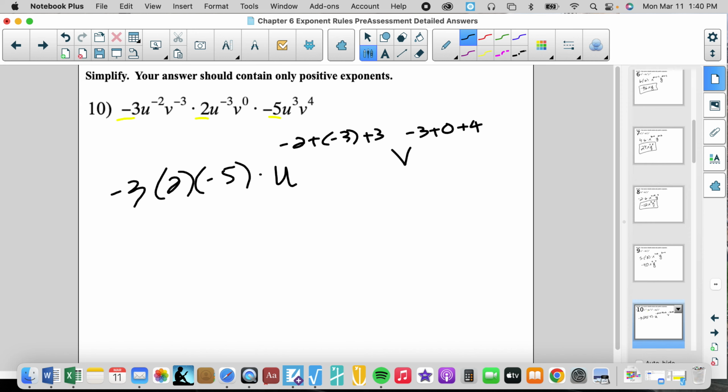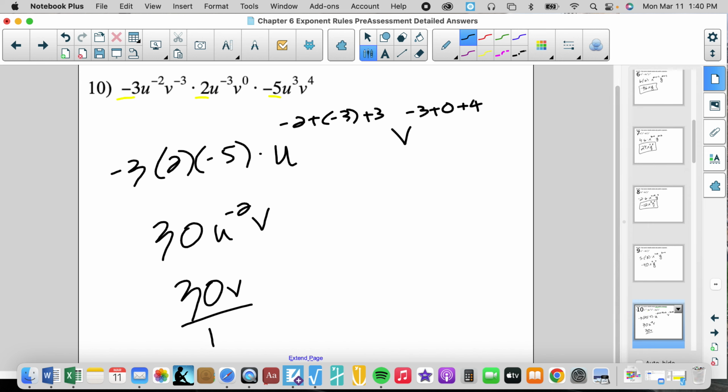So that's 3 times -3 times -5 is 15 times 2 is 30. U to the -2, because -3 plus 3, and then v to the 1. We would never write v to the 1. We leave it as that. And now we have to deal with the positive exponents. So this becomes 30v. And then if we move the u, you get u squared.